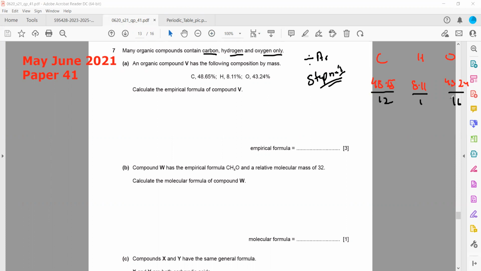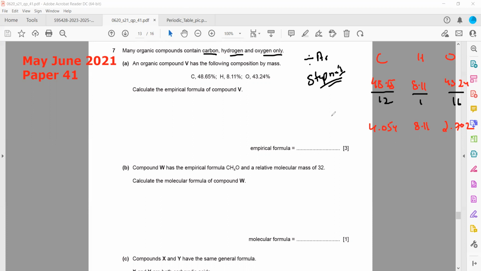So 48.65 divided by 12. What's the answer? 4.054. We prefer to write three decimal places. So it's 4.054. 8.11 divided by 1 will remain 8.11. And 43.24 divided by 16 is 2.702. Okay, so this is step 1. In step 1, we divide by atomic mass.